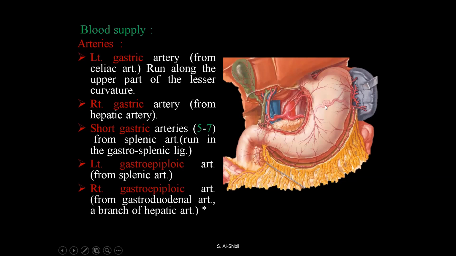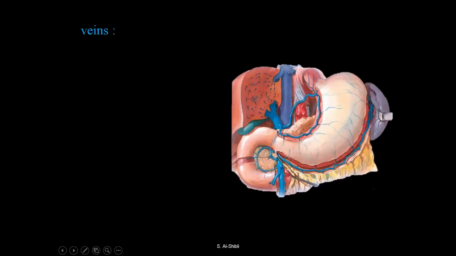Very rich anastomosis between these branches, so I can sometimes sacrifice 1 or 2 or even 3 of these, and still the stomach can survive. Okay, the veins, all these go to the portal circulation.